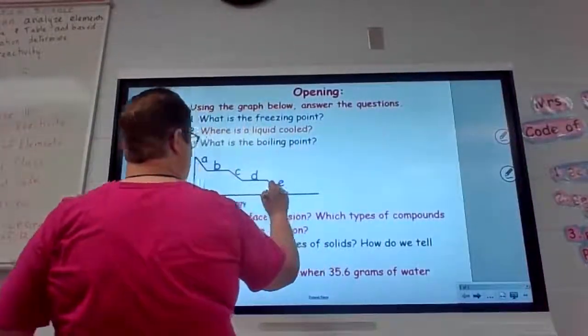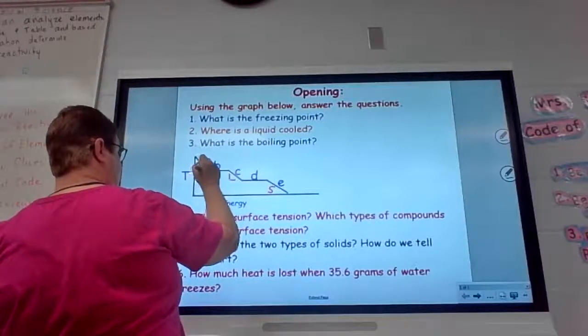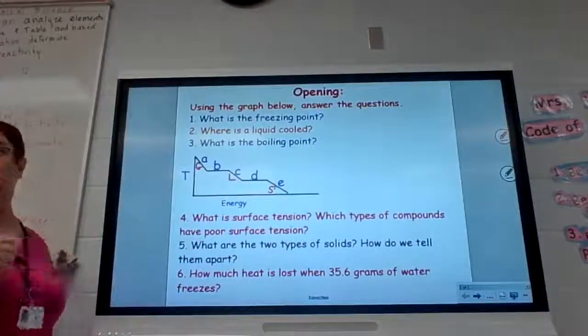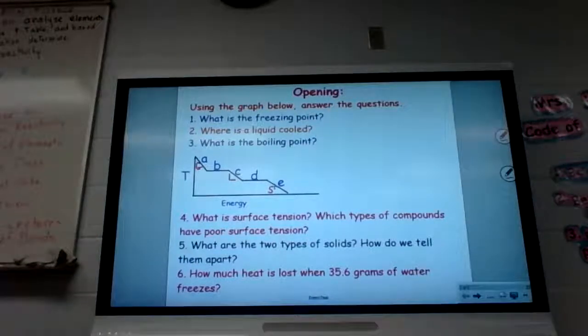This is still the solid. This is still the liquid. This is still the gas. It doesn't matter that the graph is going down. The solid is still at the bottom, the gas is still at the top, and the liquid is still in the middle. Nothing about that changes, even though I flipped the letters around. It's still gas at the top, liquid in the middle, solid at the bottom.